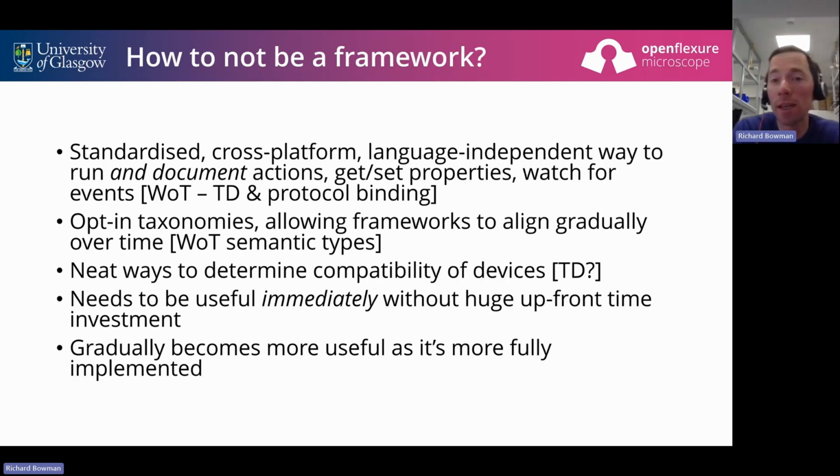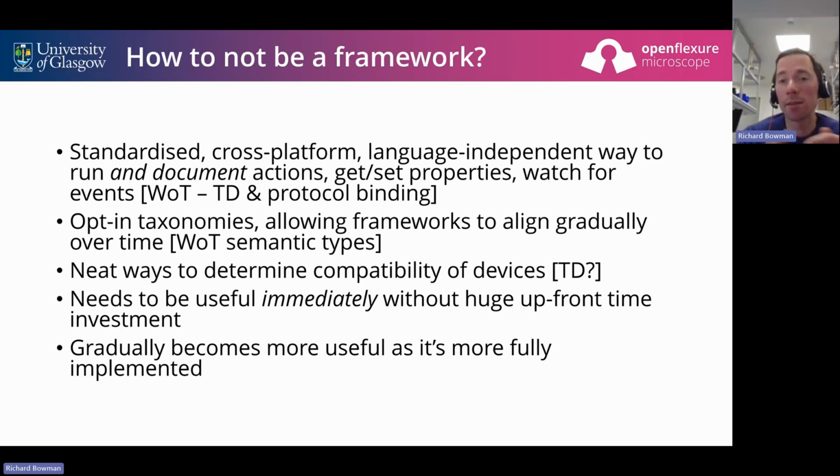But how could we square this circle? How could we achieve interoperability without trying to persuade everyone to use one universal framework? So we'd need a standard cross-platform language-independent way to run actions, get and set properties, watch for events, and tie that all together with nice documentation. And that's exactly what the Web of Things standard does. So I think it's a perfect fit there.